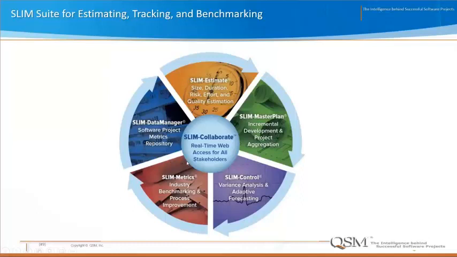Okay, SLIM Control is for tracking and oversight and re-estimating if things change. Okay, we also call it adaptive forecasting, plans versus actuals, then rerunning estimates based on those actuals and seeing what the forecasts are to completion. And then Master Plan enables us to estimate at the portfolio level as well. Okay, and then SLIM Collaborate is our cloud-based version of all of this. Okay, great.